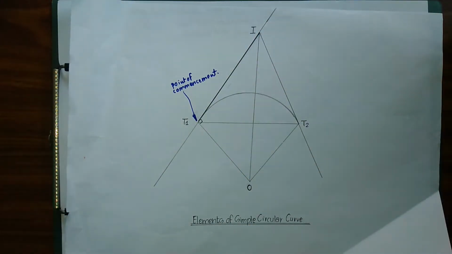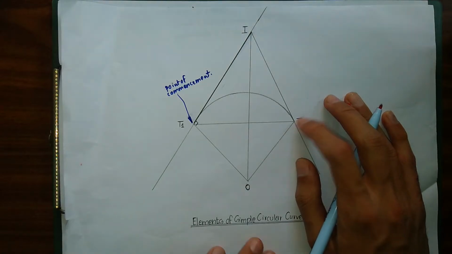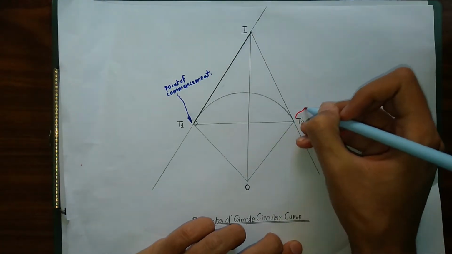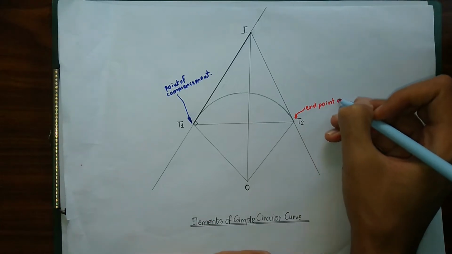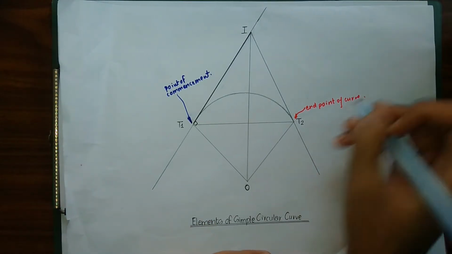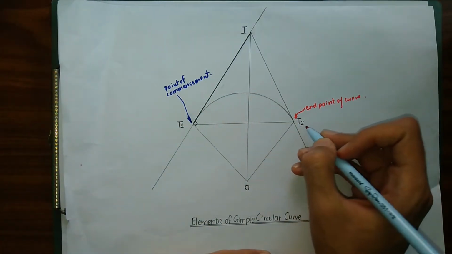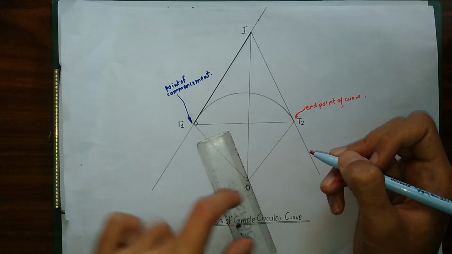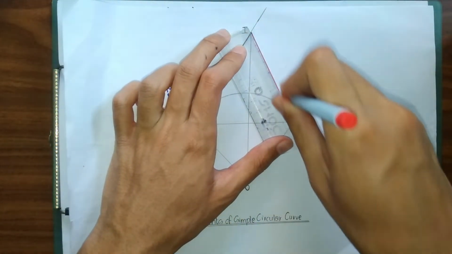It is another tangent line, IT2, but we have this tangent at the end point of our curve. This point T2 is the end point of the curve. As you can see, our curve has begun from T1 and it has ended at T2. This is simply the tangent T2I, which is denoted by the red line at the end point of our curve.